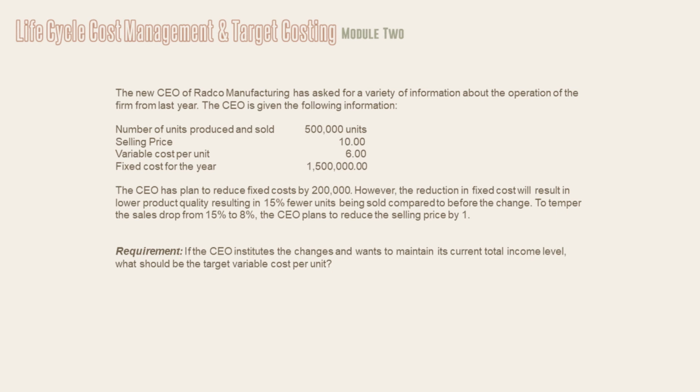However, the reduction in fixed cost will result in lower product quality, resulting in 15% fewer units being sold compared to before the change. To temper the sales drop from 15% to 8%, the CEO plans to reduce the selling price by 1. Requirement is, if the CEO institutes the changes and wants to maintain its current total income level, what should be the target variable cost per unit? So let's try to solve that in Excel.